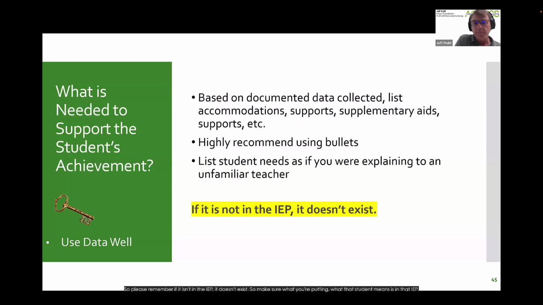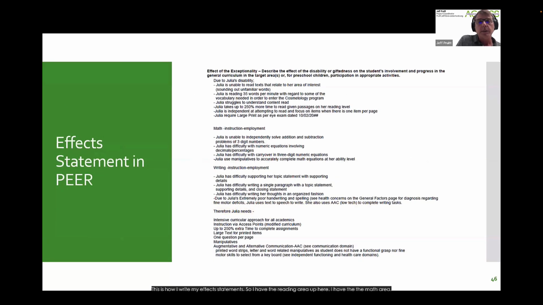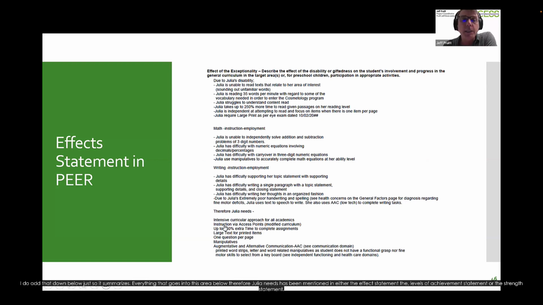So please remember, if it isn't in the IEP, it doesn't exist. So make sure what you're putting, what that student needs, is in that IEP. This is how I write my effects statement. So I have the reading area up here. I have the math area here. I've got the writing area here. And then I break it off. And this used to be the little 4th box we had in the PLOP statements that would be called the priority educational need. I do add that down below just so it summarizes.